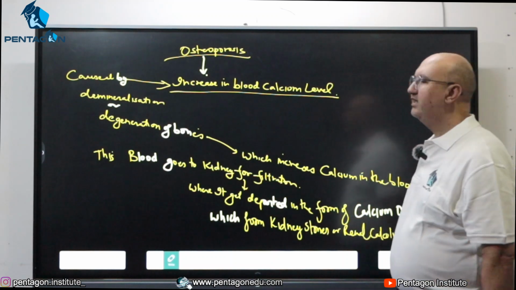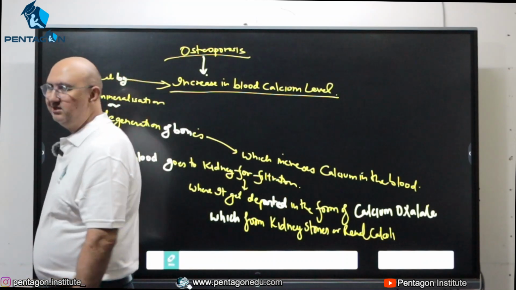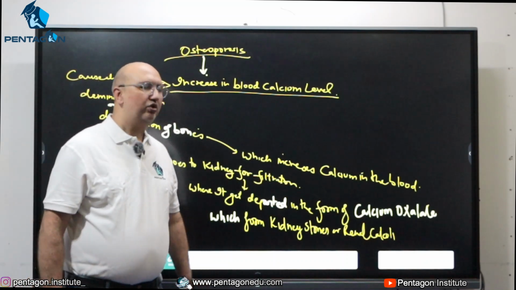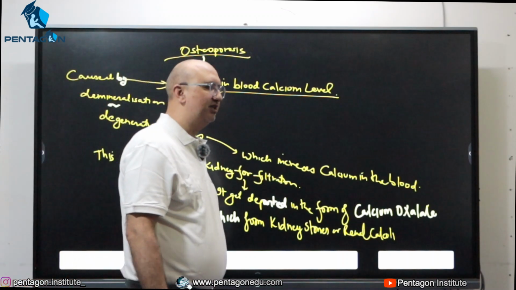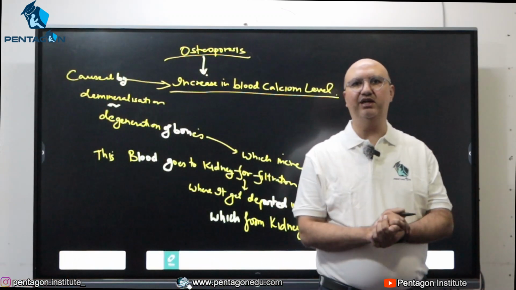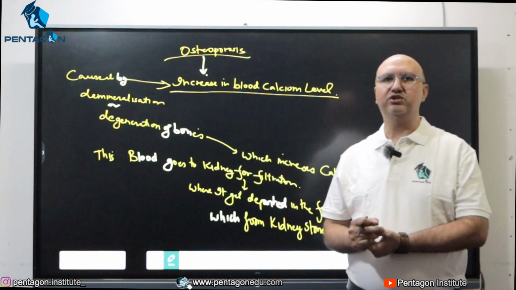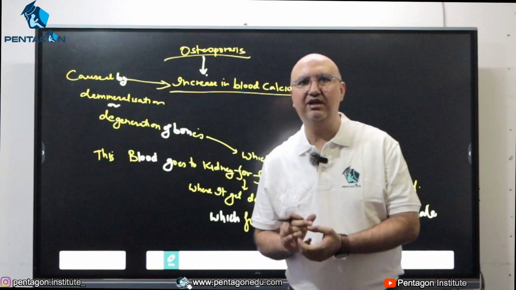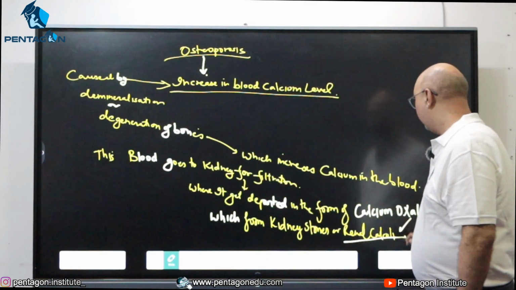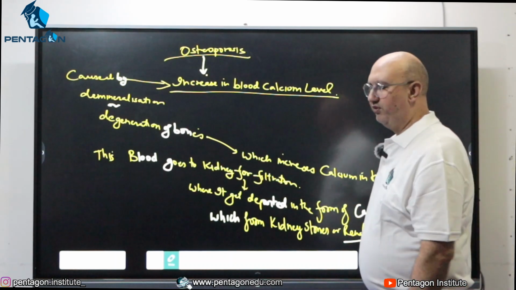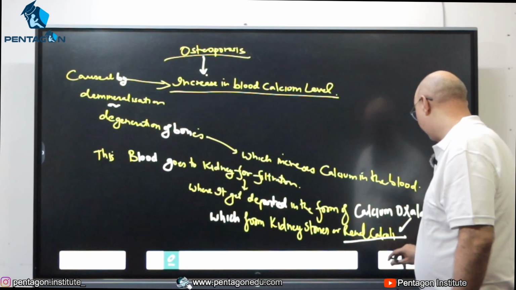So, osteoporosis is caused by an increase in the blood calcium level. When the blood calcium level increases, it goes to the kidney for filtration, and this calcium gets deposited in the form of calcium oxalate as kidney stones. These kidney stones are also known as renal calculi. Renal is related to kidney, and calculi are the kidney stones. So we understood the process of making of kidney stones.